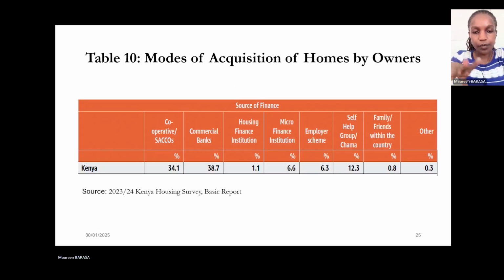Then for the which is 8.7%. So we can see from this, most homeowners prefer to acquire their home through cooperative or SACCOs and commercial banks, and by the government intervening into the housing market by trying to offer mortgage financing, that is the housing finance institution. Maybe they're not responding to the market needs.